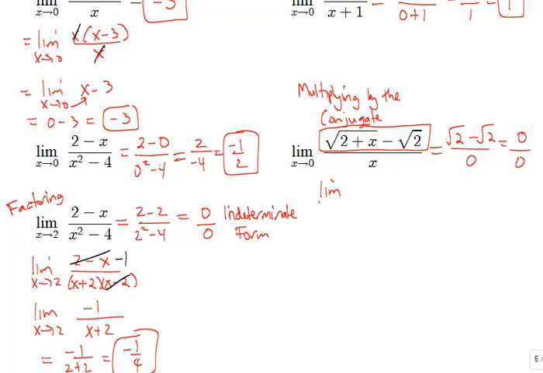We're going to take the limit of our original problem, and I'm going to multiply this by a fraction. And the fraction is going to be the conjugate of this numerator, which is square root of 2 plus x plus square root of 2. And I also have to multiply by that in the denominator as well. This fraction that I'm multiplying by right here is really just a fancy version of 1. So that means we're not changing the problem.